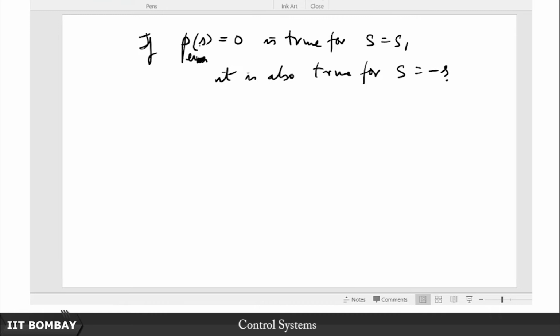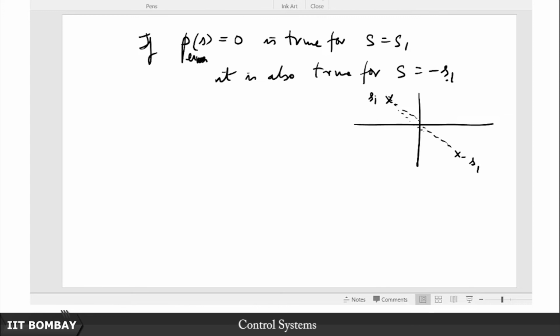Why? Because P(s) is equal to P(-s), so P(s1) is equal to P(-s1). So if s1 is a root, then minus s1 is also a root. Now in the context of this complex plane, what does it mean? Suppose this is s1, then what is minus s1? Minus s1 is going to be just the reflection about the origin. So this is minus s1.